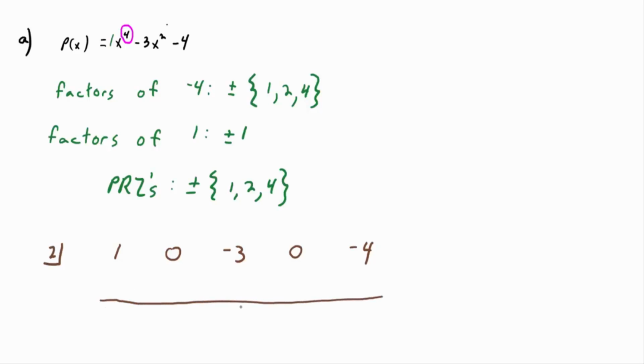Okay, bring down the 1. What goes here? 2. What goes here? 2. What goes here? 4 here. 1 here. 2. 2. 4. As expected, we get 0.